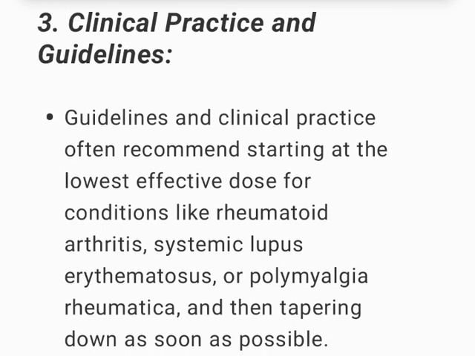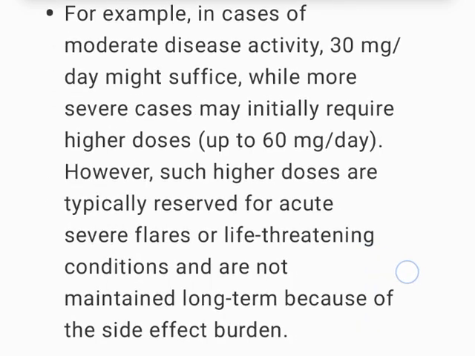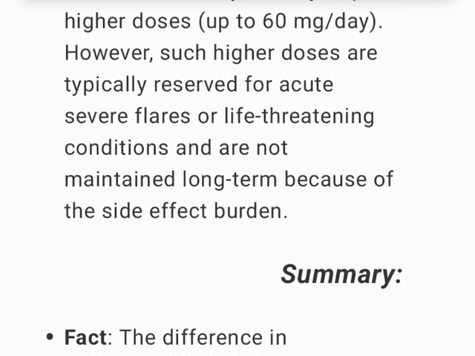3. Clinical practice and guidelines. Guidelines and clinical practice often recommend starting at the lowest effective dose for conditions like rheumatoid arthritis, systemic lupus erythematosus, or polymyalgia rheumatica, and then tapering down as soon as possible. For example, in cases of moderate disease activity, 30 milligrams a day might suffice, while more severe cases may initially require higher doses, up to 60 milligrams per day. However, such higher doses are typically reserved for acute severe flares or life-threatening conditions and are not maintained long-term because of the side effect burden.